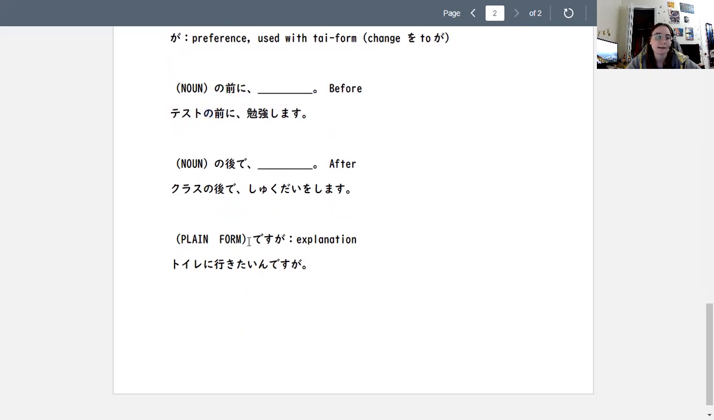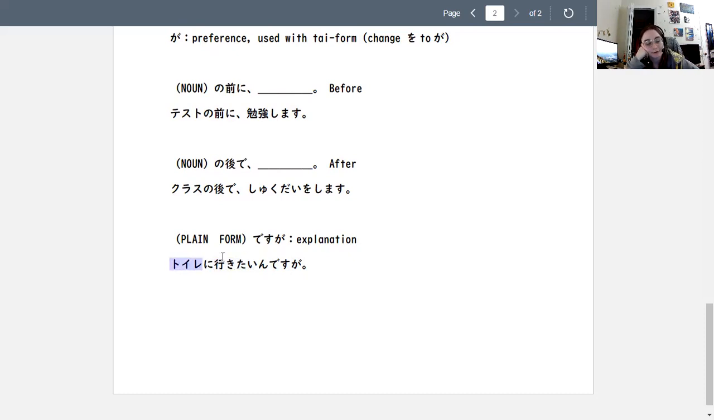Okay, and then this is plain form, desu ka. So it's an explanation of something. So you know desu ka with a K sound is a question, ka is for questions. Desu ga with a G is explanations. So the example here is toire, so toilet, ni ikitai desu ka. So you're explaining how to go to the toilet.